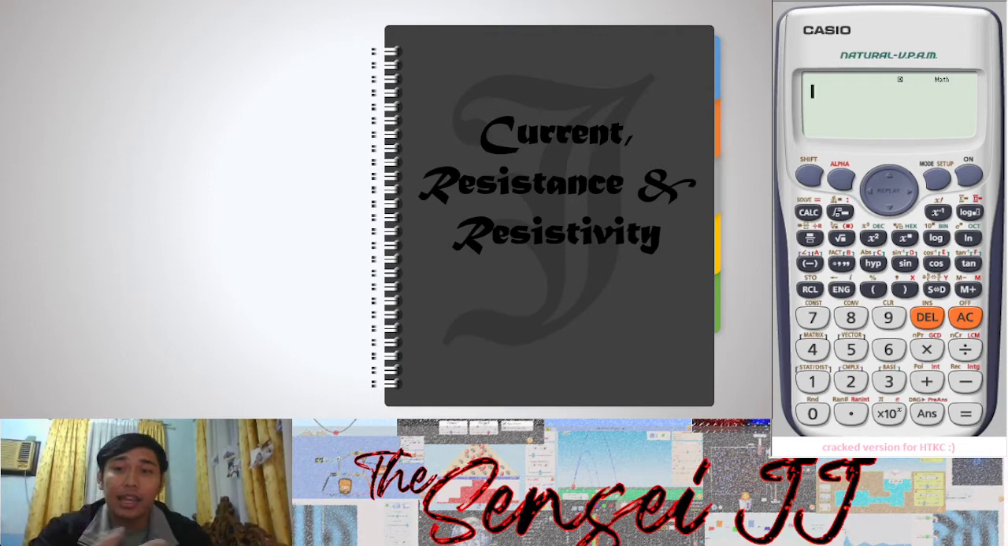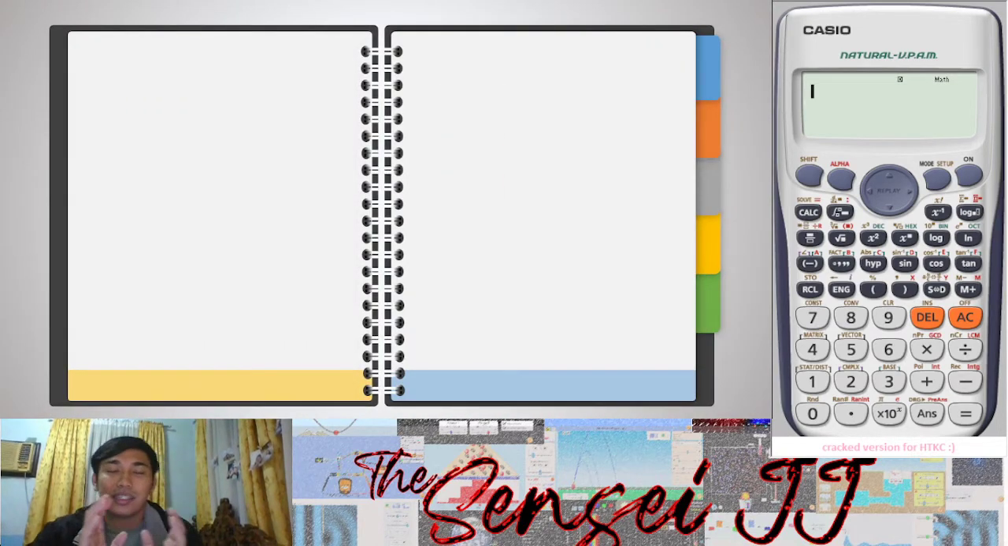Welcome to our class. Here is our new lesson, which is current, resistance, and resistivity. So tatlo lang, and we have an additional thing which is the EMF. But we will be discussing it at a later part of this lesson. Okay, so without further ado, let's start discussing what these components are: the current, resistance, and resistivity. But before that, we have to start first with resistance.